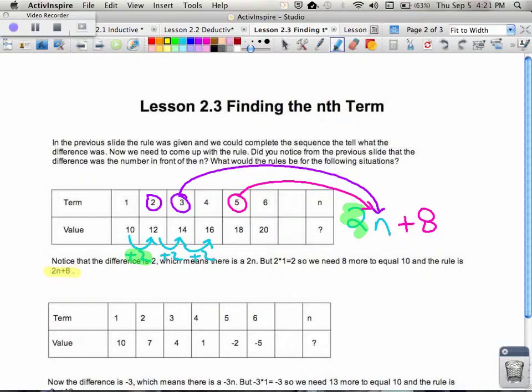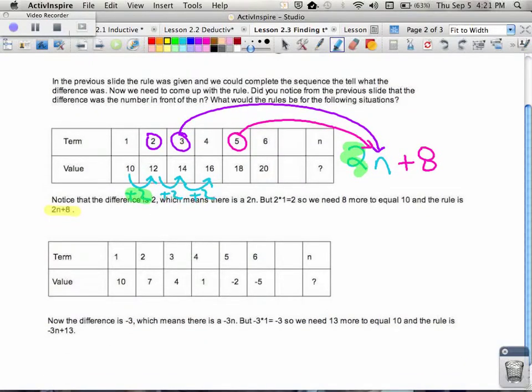We can do that again as another example in this second chart down below. So I look at the same kind of thing. Oh look, from 10 to 7, that's a decrease of 3. From 4 to 1, that's a decrease of 3. Everywhere I am decreasing by 3. That means I'm going to have negative 3n.